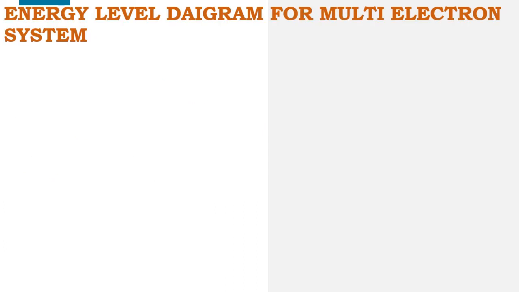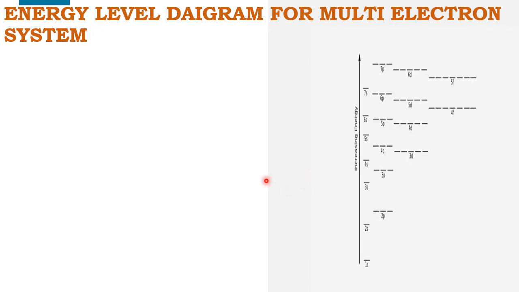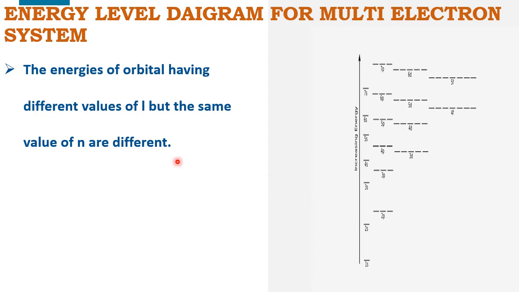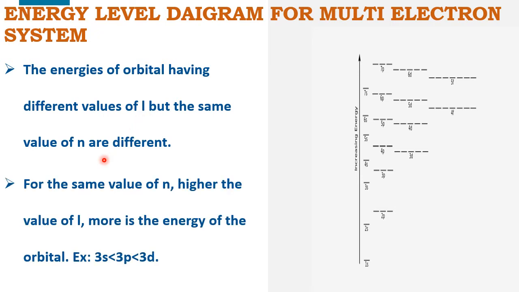Now we will go to the energy level diagram for the multi-electron system. The energies of orbitals having different values of l but the same value of n are different. l is different here, but the same value of n. See the next example. For the same value of n, what does the rule say? Higher the value of l, more is the energy of the orbital.